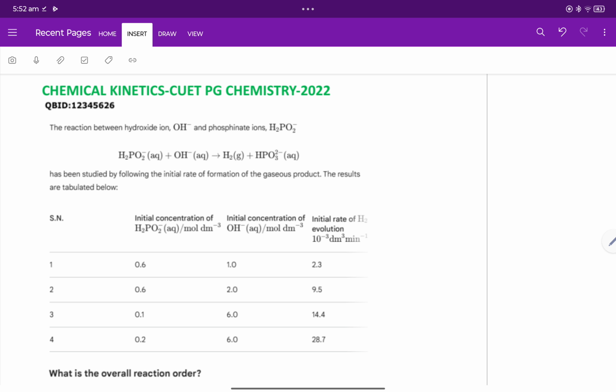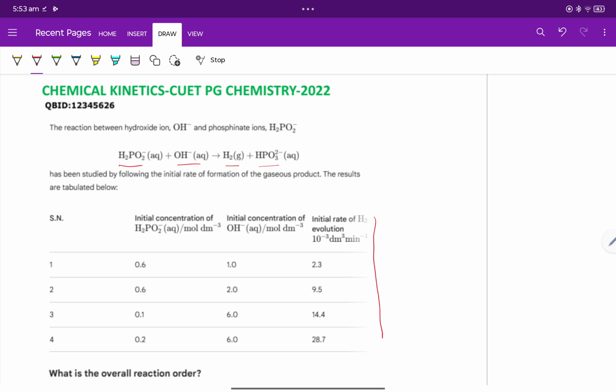So, welcome to this problem on chemical kinetics. You are asked to determine the order of the reaction, and this particular method is called variable initial concentration. The experimental table is given here, for the reaction H2PO2 minus plus OH minus liberating hydrogen plus HPO3 2 minus.